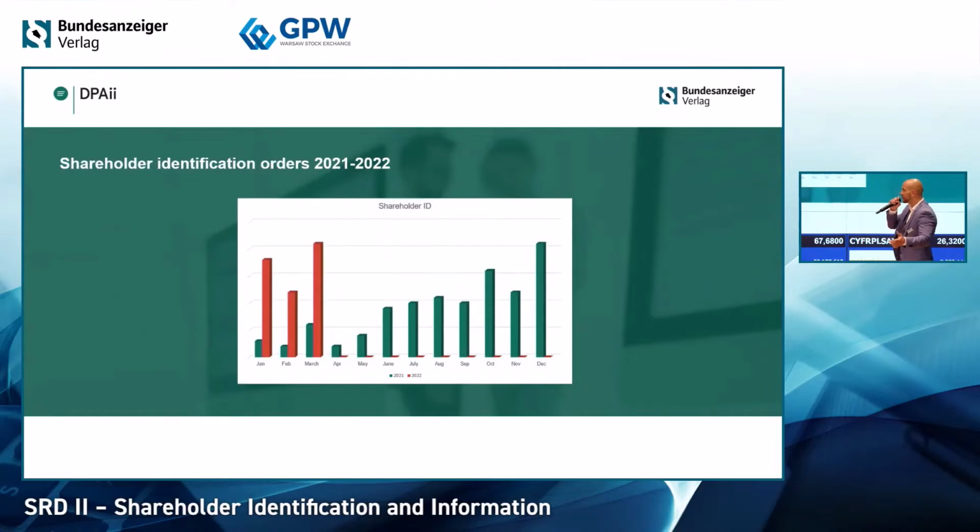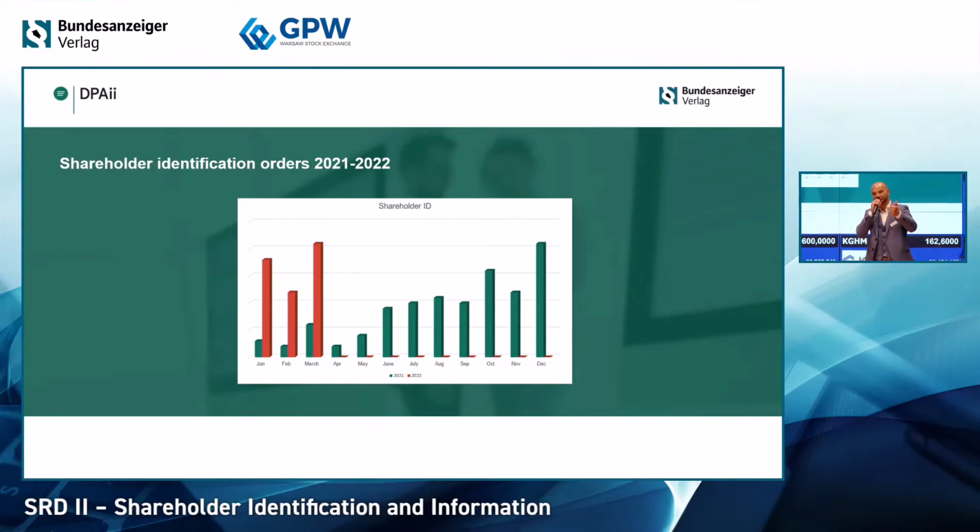But first of all, a small overview on how SRD II was used. You see January, like we have 2021 in lime green, and this current year's run in red. And you see it started in January, February, and March last year. It started very, very slow. Then we dipped.